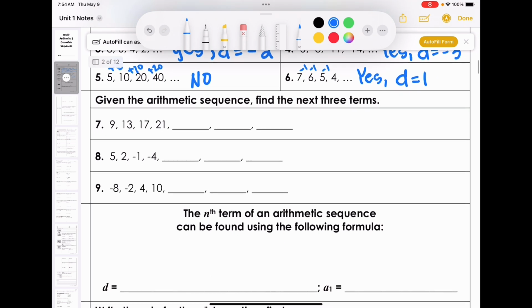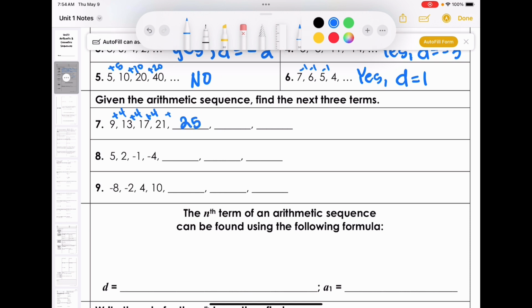All right. Now we are going to continue the arithmetic sequence. So we're going to be finding the next 3 terms of all of these sequences. So number 7, 9, 13, 17, 21. Okay, so if you find the pattern, we're adding by 4 every time. So to get my next term, I'm going to do 21 plus 4, which is 25. 25 plus 4, which is 29. 29 plus 4, which is 33.